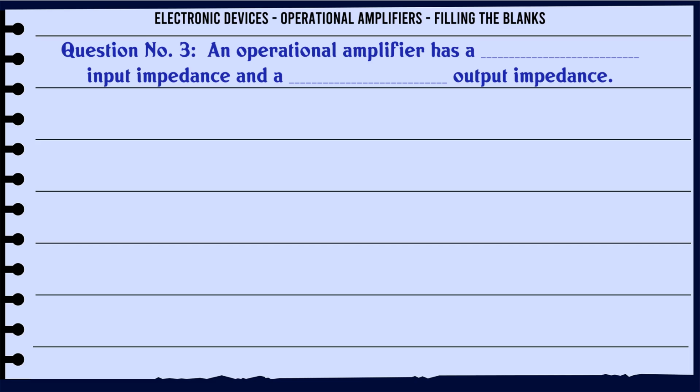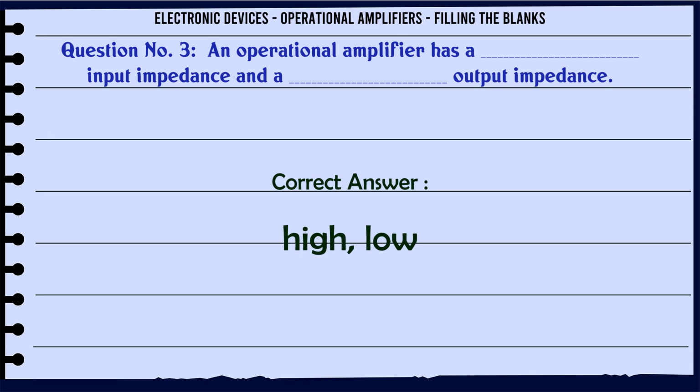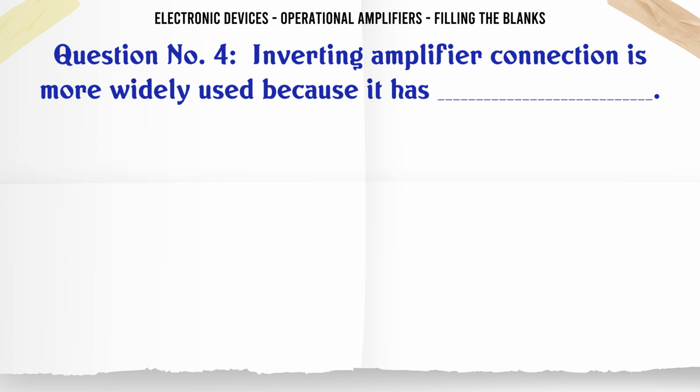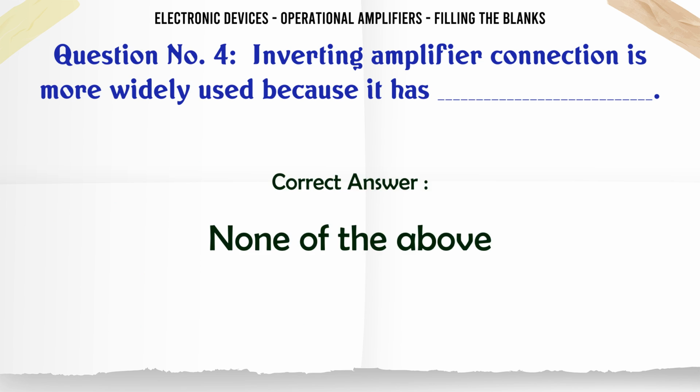An operational amplifier has an input impedance and an output impedance. A: high-low, B: high-high, C: low-low, D: low-high. The correct answer is high-low. Inverting amplifier connection is more widely used because it has A: higher gain, B: better frequency stability, C: unit gain, D: none of the above. The correct answer is none of the above.